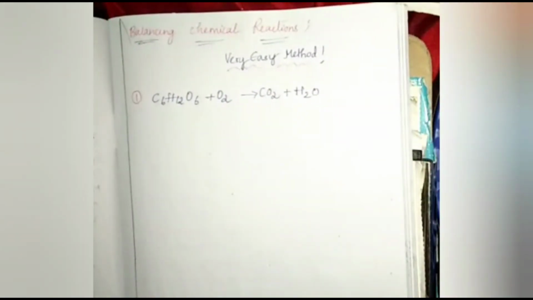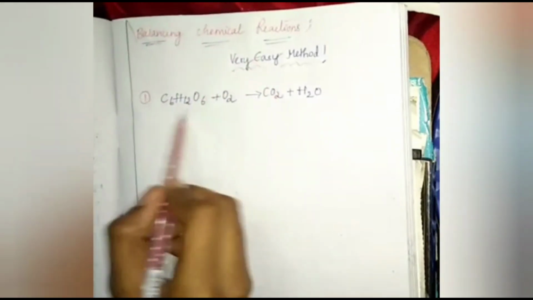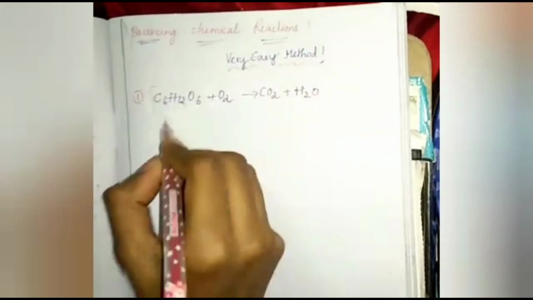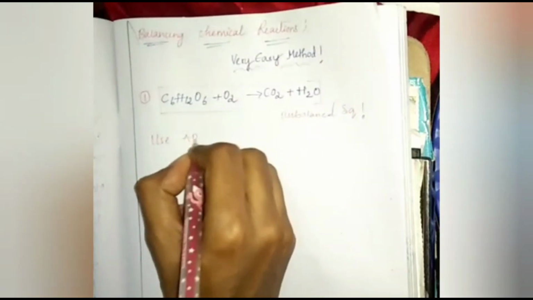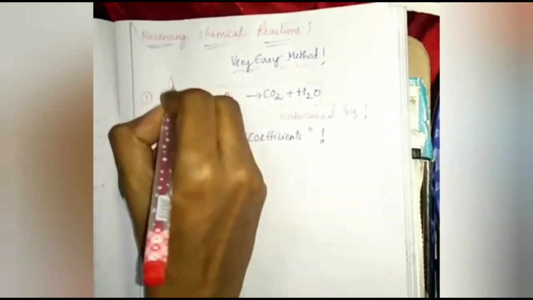Now, I have given a chemical equation: C6H12O6 plus O2 gives CO2 plus H2O. This is the chemical equation. So what is the first step? Write coefficients for the chemical reaction as A, B, C, D. It is normally an unbalanced equation. Now use A, B, C, D as coefficients for the reactants as well as the products.